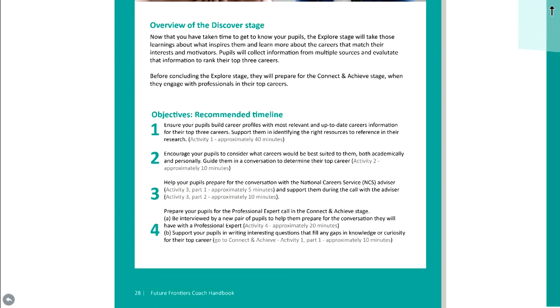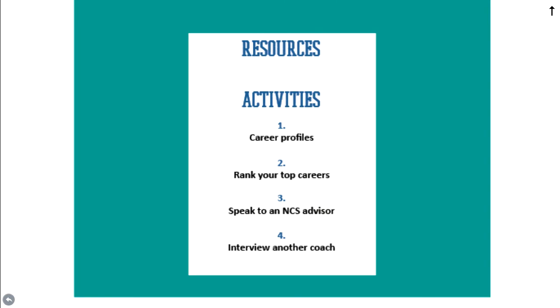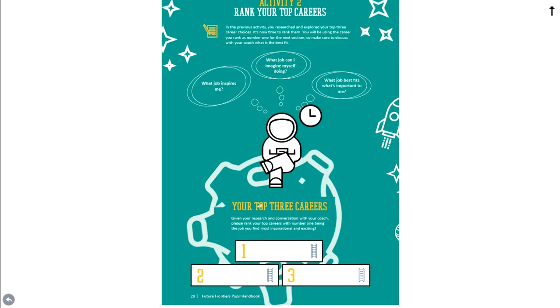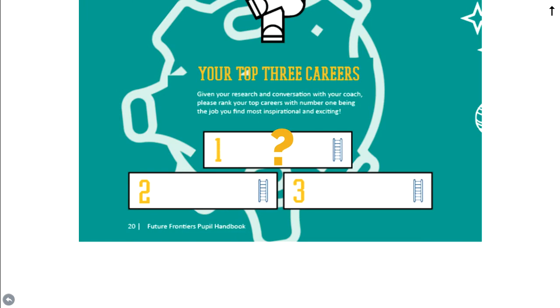As an overview, the key things that we're going to look at in this video are how to conduct research and the resources to find that, identifying a top career, and preparing for the NCS call. The fourth overview section is about professional expert calls. We're not going to look at that in this video, that'll be for the next video. In the corresponding pupil handbook, there are 3 things we're looking at: career profiles, ranking those careers, and briefly the NCS advisor call. The main outcome from this session, or at least make sure you've already done, is to identify a top career for each of your pupils.